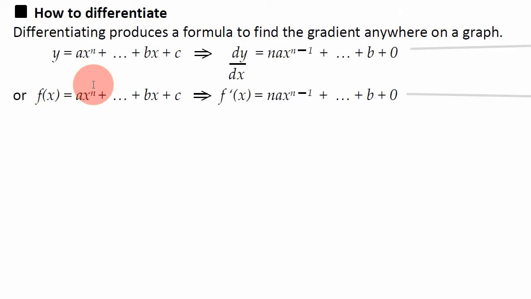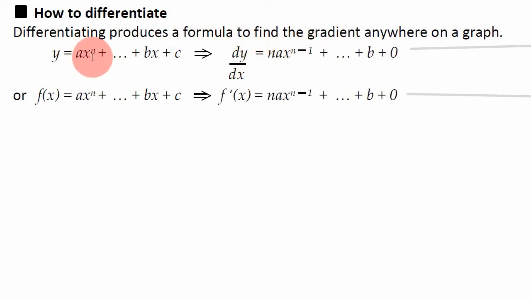So here's an outline as to how differentiation takes an equation of a graph and turns it into a formula that gives you the gradient anywhere on that graph. Here's an equation of a graph, and it's got three kinds of things in it. It's got things with powers, things that don't have powers, and plain numbers like this. And this is how they differentiate. This is how they are turned into a formula to work out the gradient on such graphs.